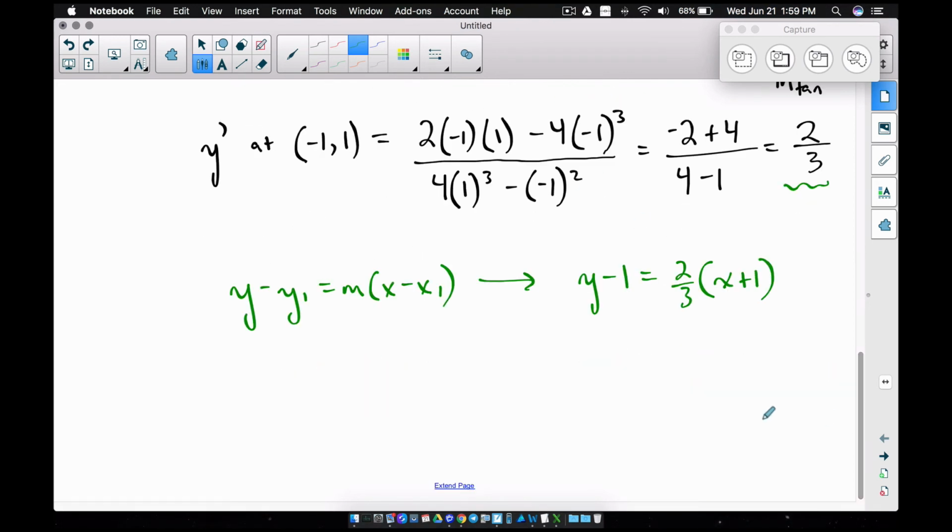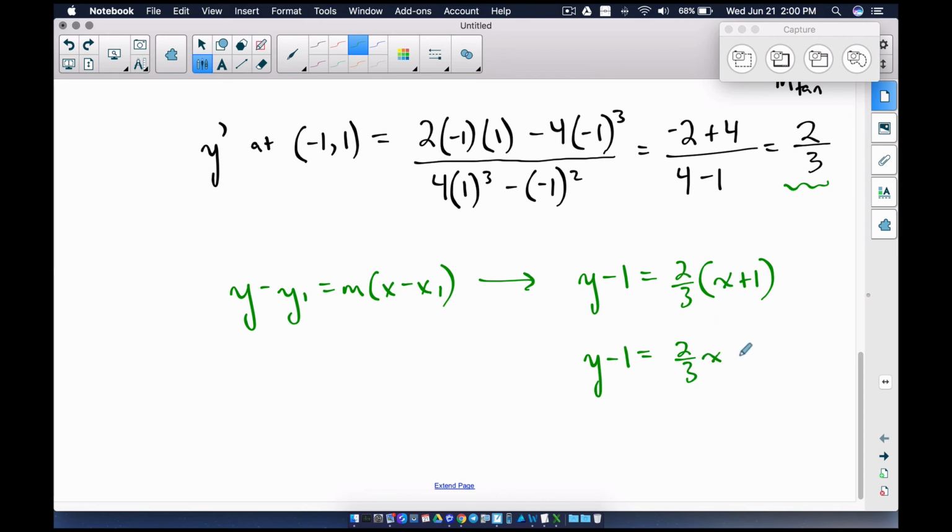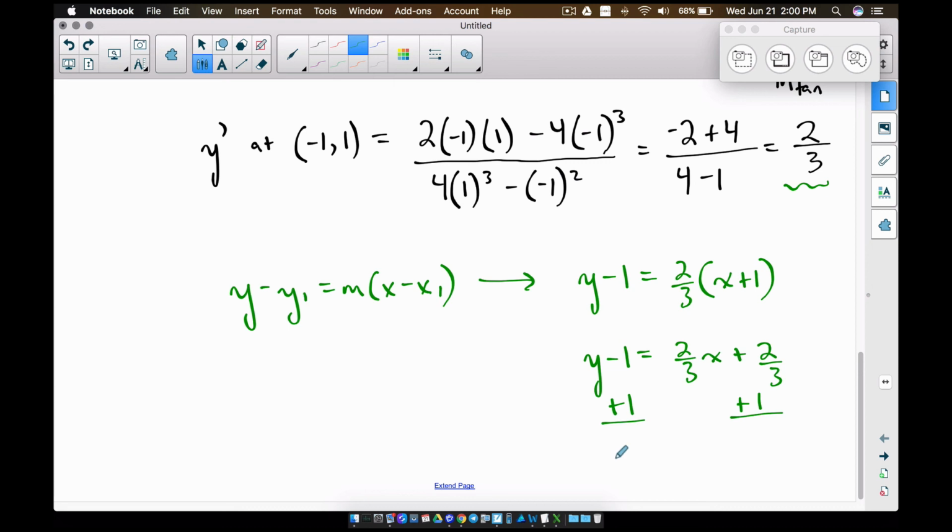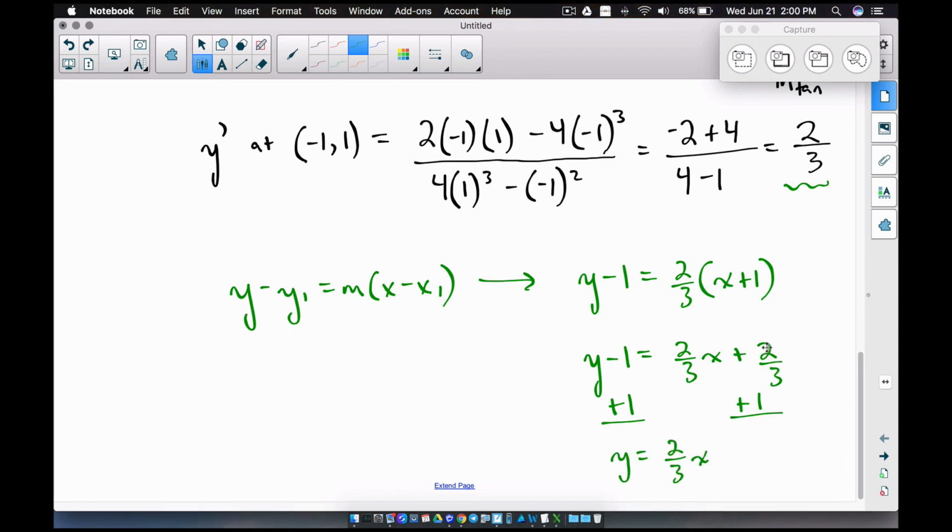Now you can leave it just like that, but I'm going to go one step further and put this in slope intercept form. So distributing the 2/3, we have 2/3 times x plus 2/3, just distributing here and here. And now let's add 1 to both sides. Try to do this stuff in your head because you may have a test that's not calculator active. So 2/3 plus 1 is the same thing as 2/3 plus 3/3. Therefore we have plus 5/3. So this is our final answer. That's the equation of our tangent line.